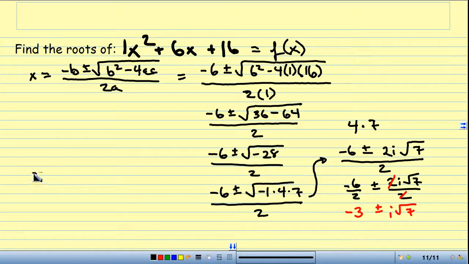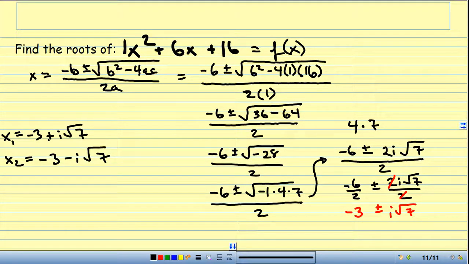So I have one root of negative 3 plus i root 7. And when I say one root, I mean x can be negative 3 plus i root 7. And the other x, so x1, and I have x2, which is negative 3 minus i square root 7. Yay!